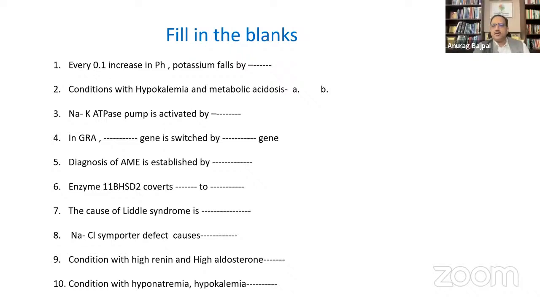So the last question: a condition with hyponatremia and hypokalemia. Both are being lost. Furosemide, true. Diuretic use, tubulopathies, gastrointestinal loss. Dr. Dhwani again, right. Definitely.